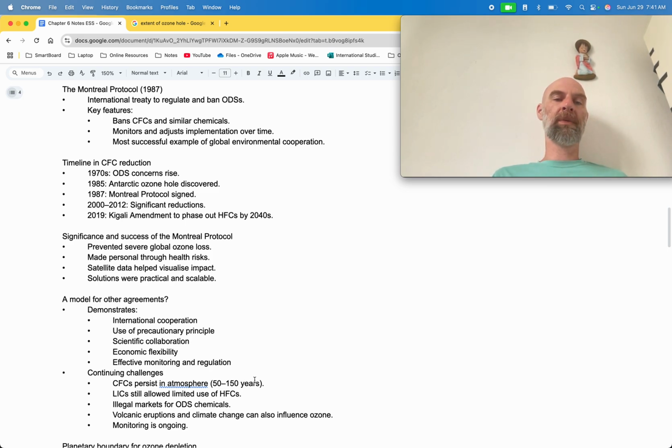Timeline in CFC reduction. 1970s, ozone depleting substances concern rises. The 1970s is like, yeah, that's not so good having a hole in the ozone. Kind of lets that light in a little bit more. Antarctic's ozone hole discovered 1985. There's, duh, it's real, all right? Montreal Protocol was signed 1987.